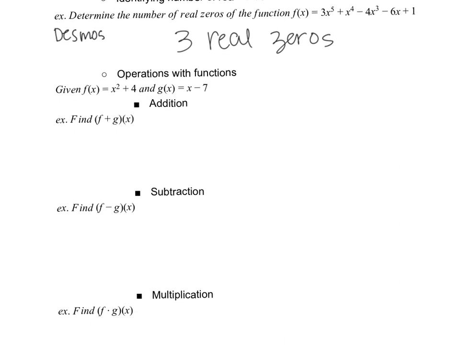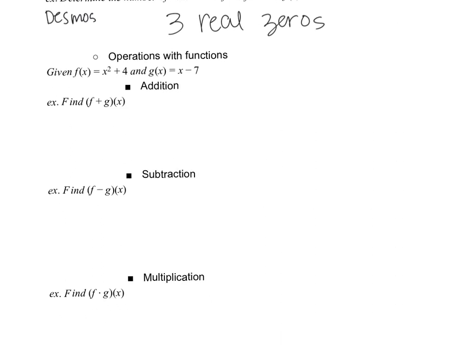Next, we're going to deal with operations with functions. So I'm given my functions f of x equals x squared plus 4 and g of x equals x minus 7. The first operation we want to do is addition, so f plus g of x. So we're adding our 2 equations together. So we have x squared plus 4 plus x minus 7. So now we just combine like terms. There's no like term for x squared, so it stays x squared. There's no like term for x, so it stays x. And then 4 plus negative 7 is going to give us negative 3. So that tells me f plus g of x is x squared plus x minus 3.